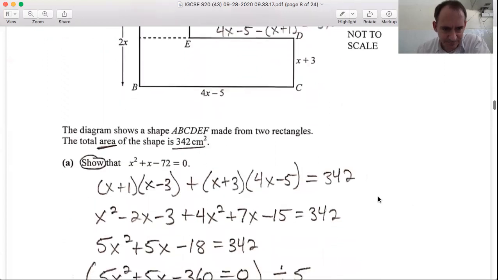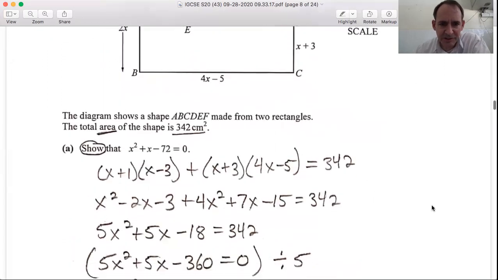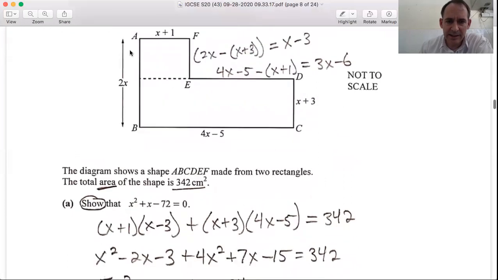The diagram shows a shape A, B, C, D, E, F made from two rectangles. The total area of the shape is 342 centimeters squared. Show that x squared plus x minus 72 equals 0. Well, it's given you area. So when you're calculating area, you do width times length of each of these rectangles.